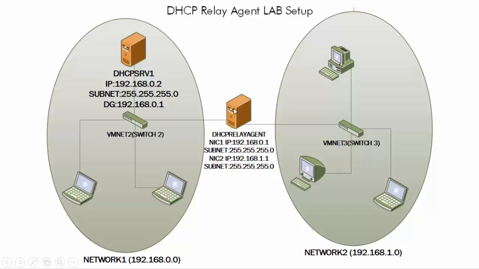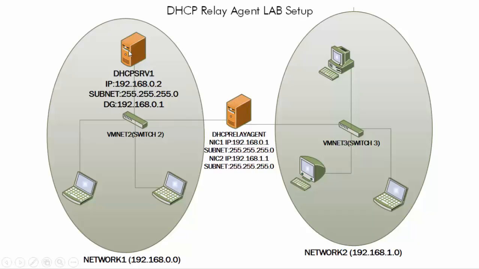So as you can see, on the DHCP relay agent, we have two NICs because it's going to act as a router. One of the NICs will be connected to network 1 and the other NIC will be connected to network 2. Okay, and then you see that NIC 1 has the IP of 192.168.0.1, which has the same network ID as all clients on network 1. And then the second NIC, because it's connected to network 2, has the network ID of 192.168.1. Alright, so when we start our relay agent, we are going to configure these IPs for it.